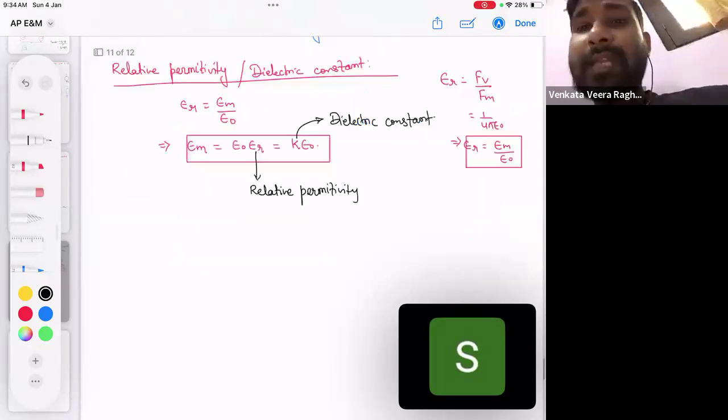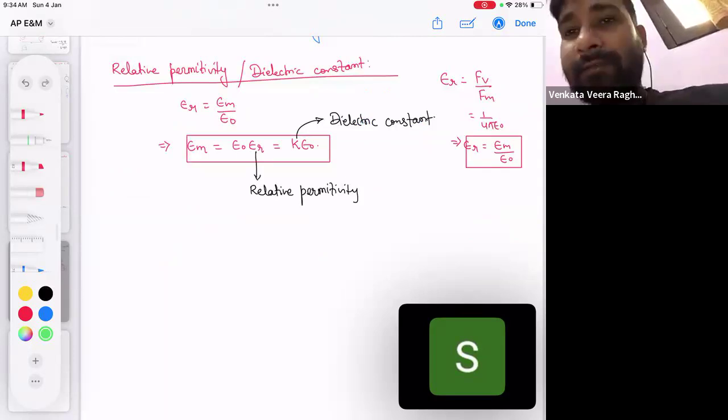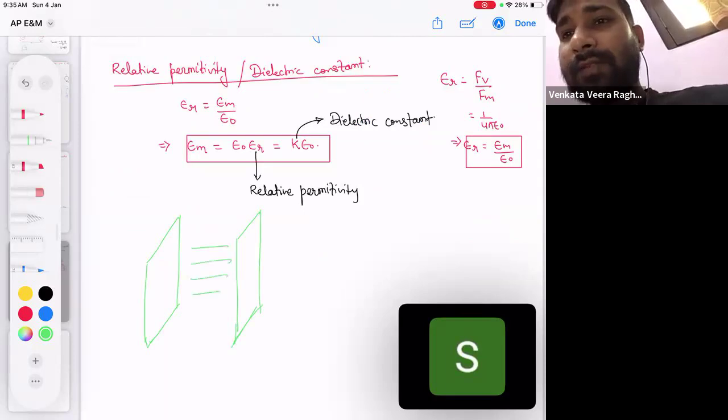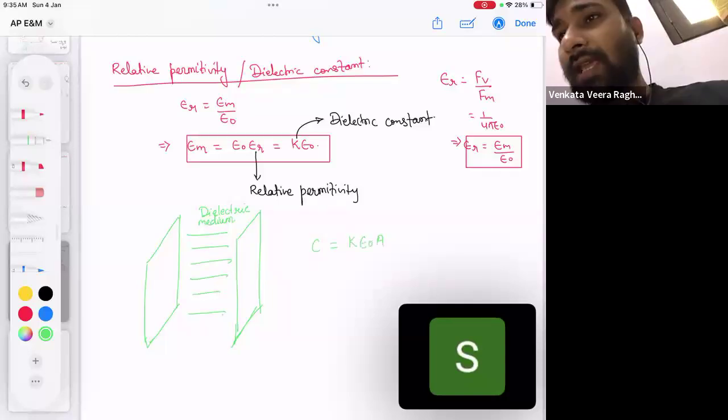So please tell me what will be the capacitance if the medium between the plates of the capacitor is filled with some dielectric medium. This is a dielectric medium, not the vacuum as the medium. So what will be the capacitance now? K epsilon naught A by D.